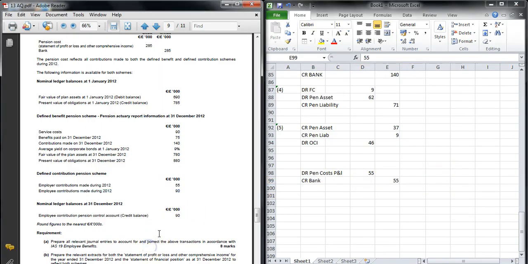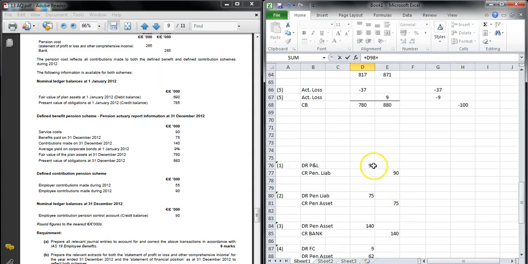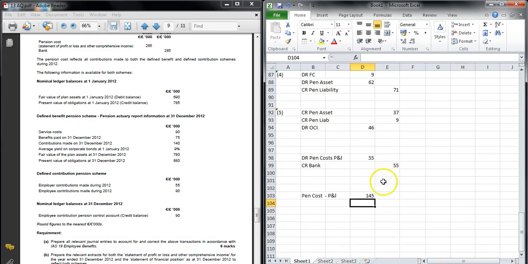Alright, so that gets you all the relevant journal entries in terms of the first part for 8 marks. And the next part then asks you to give the relevant extracts from the statement of profit and loss, other comprehensive income, and also from the statement of financial position. And you have three main extracts. You have a pension cost in the P&L, and that amount will not be the 285 that you had before. It will be 55 plus 90. So it will be 145 in terms of pension costs.